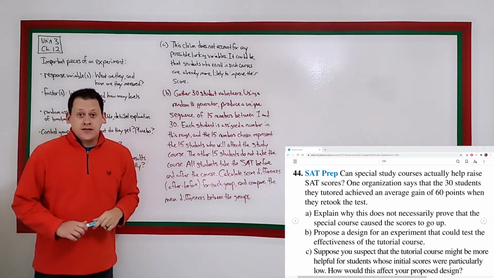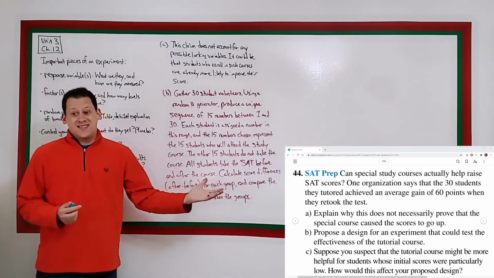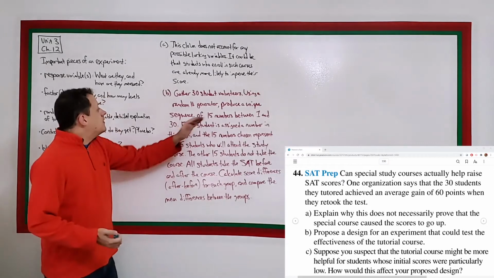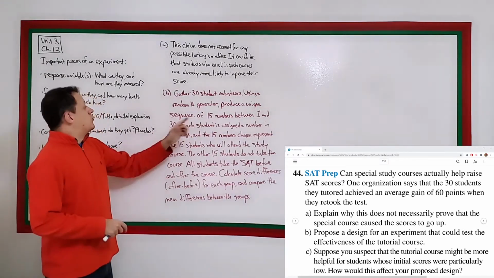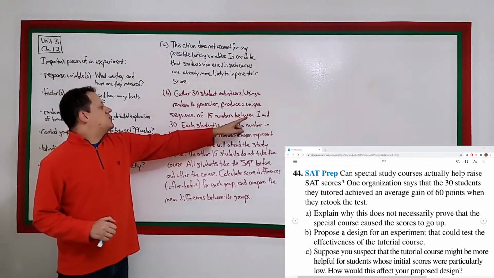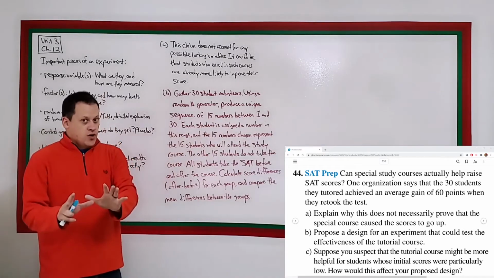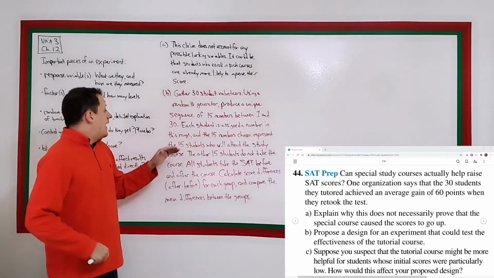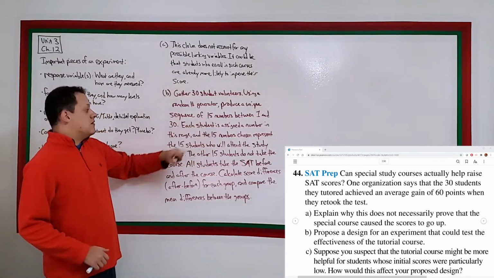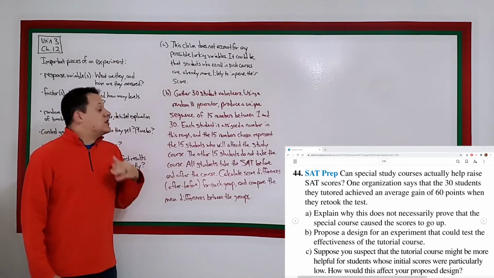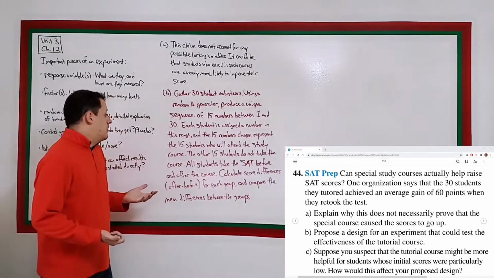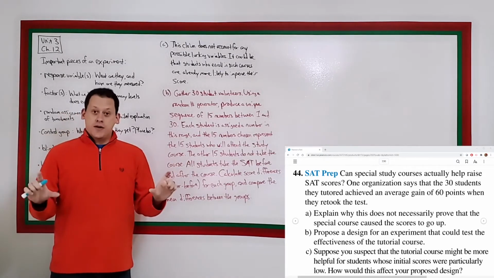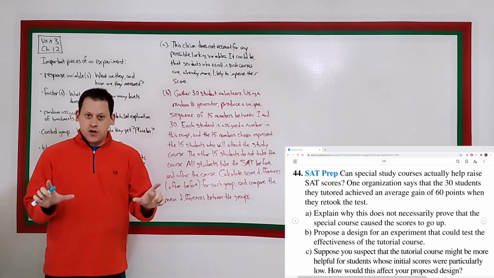Gather 30 student volunteers. I chose 30 because that's how many they used in the prompt. You can use however many you think is reasonable. Using a random number generator, produce a unique sequence of 15 numbers between 1 and 30. There are different ways you could do this. Each student is assigned a number in this range, and the 15 numbers chosen here represent the 15 students who will attend the study course. The other 15 students do not take the course. So, those are your two treatments, those who do and those who don't.